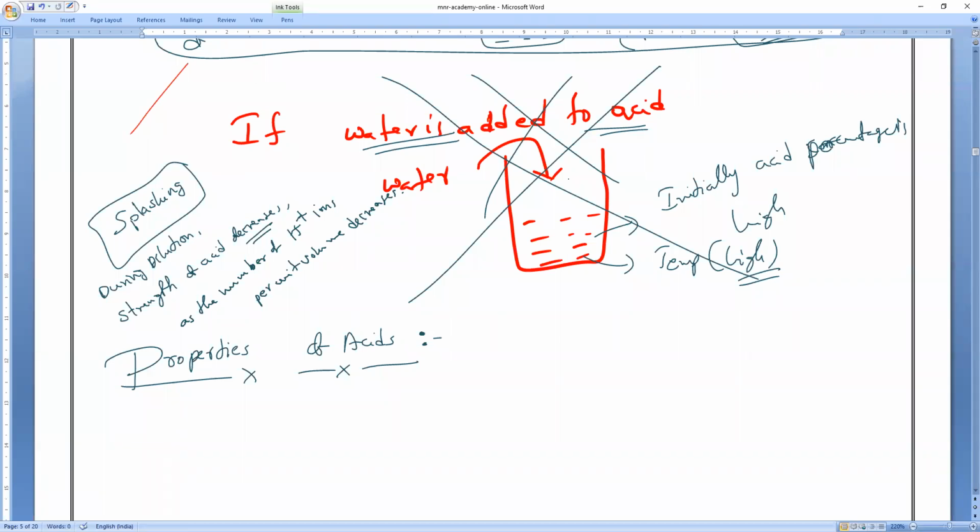Then tomorrow we'll start properties of acids: physical properties and chemical properties. Physical properties are not much, but chemical properties are the most important, even for our board exam. There will be so many activities and so many equations. Chemical properties of acids alone will have a minimum of around 50 equations. So we have to study each and everything, as well as the importance and uses of acids.